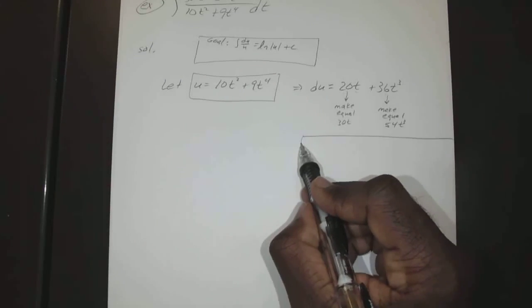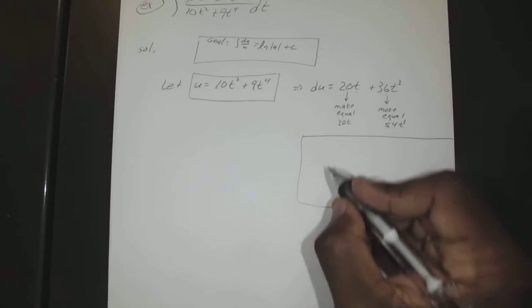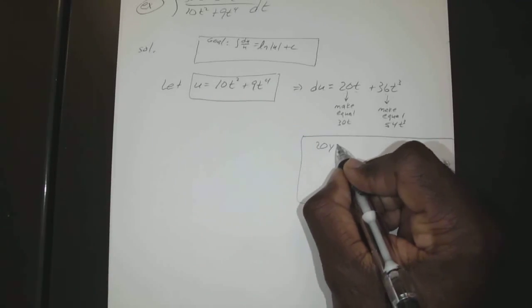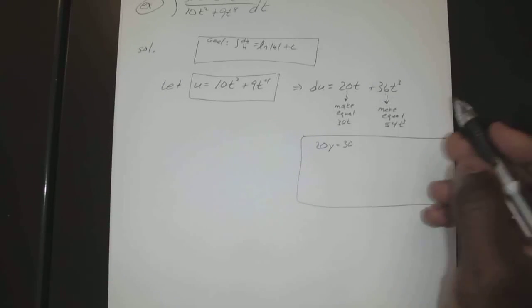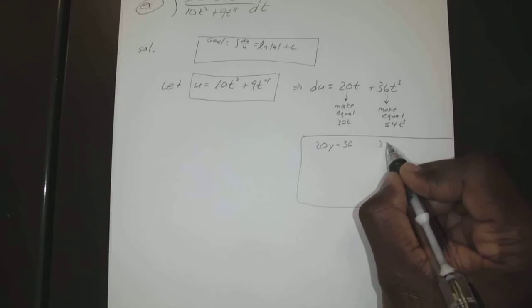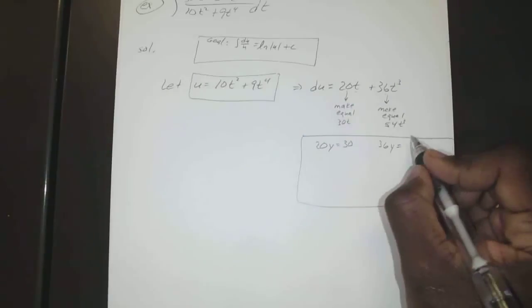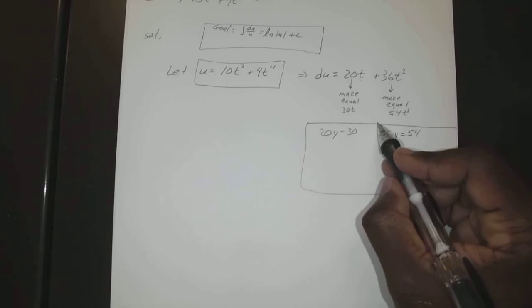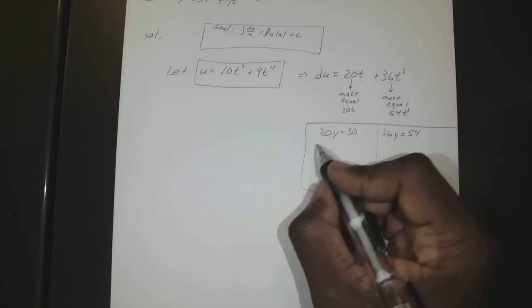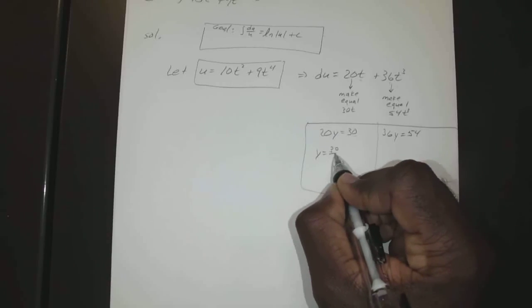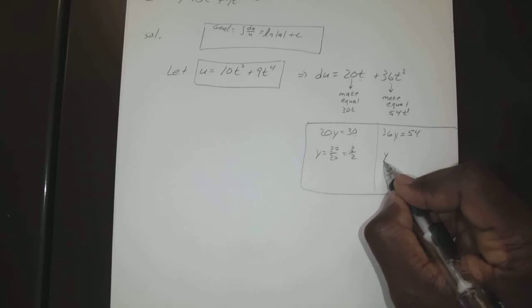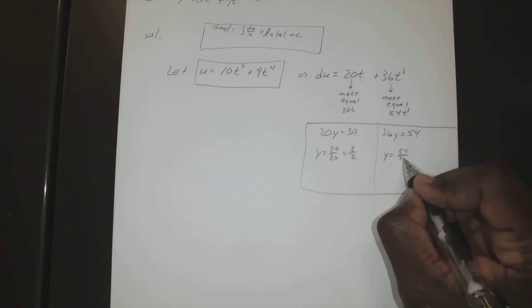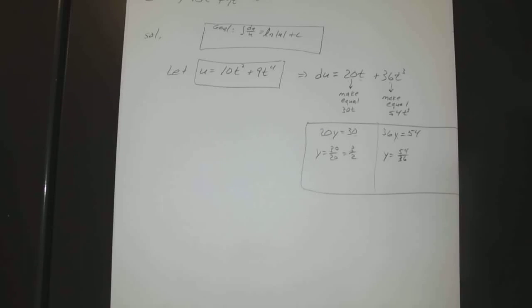Okay, and there's an actual way to do that. We want to know 20 times what will turn that into 30, and we want to know 36 times what will make that into 54. So if we divide both sides by 20, y equals 30 over 20, which is 3 over 2. And we divide both of these, y equals 54 over 36. If we divide both of those by 18, it'll be 3 over 2.